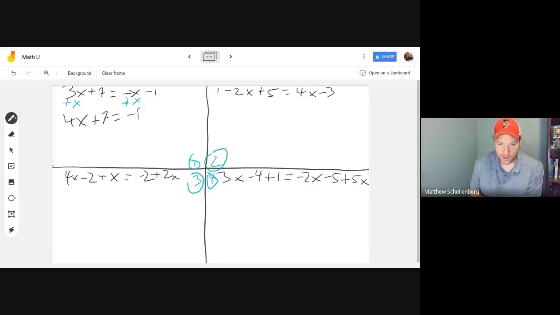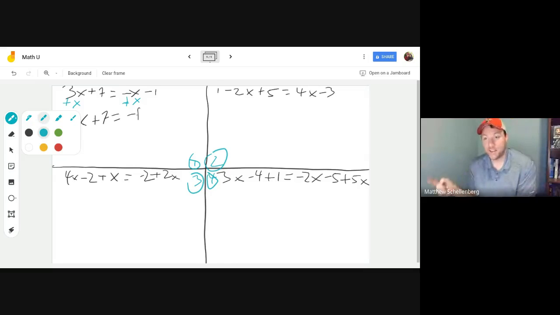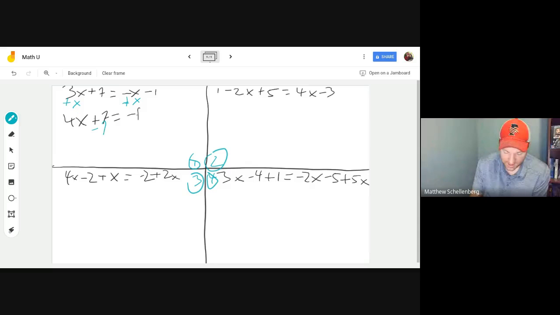And then we need to get the x by itself. So we need to get rid of whatever term does not have the x, which in this case is the 7. So I have to get it to the other side of the equal sign. And since it's positive 7, that means I have to subtract by 7. You always do the opposite in order to get it to the other side. And so -1 minus 7 is -8, and 4x stays, and the 7s go away because I did the opposite.